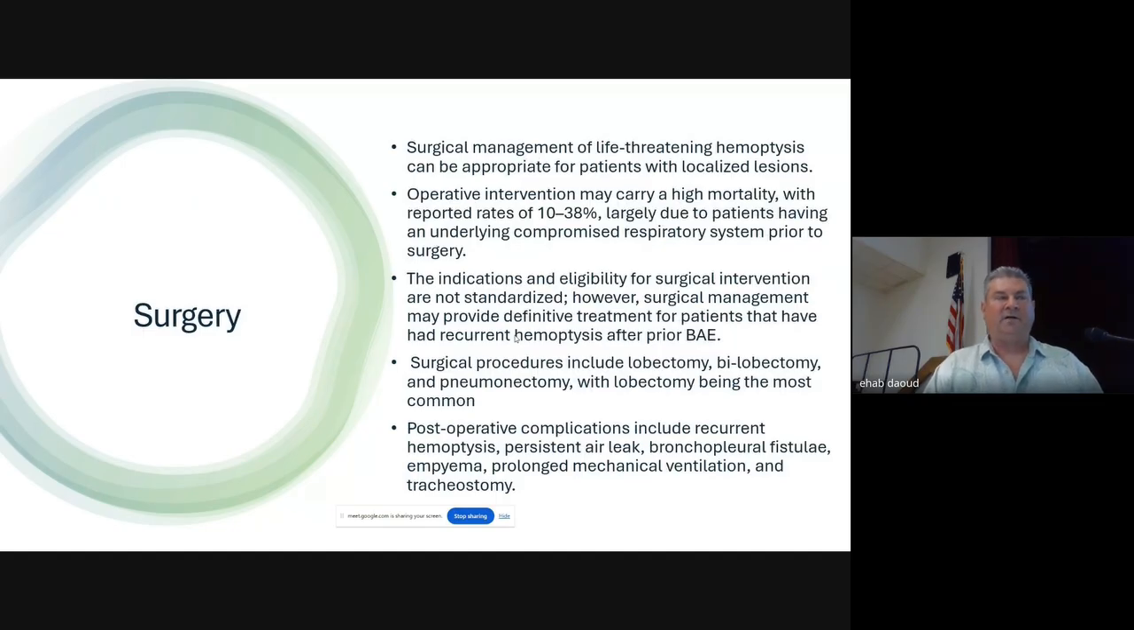And for those who you try all these things on and it fails, your last option is surgery. A lot of the time, these patients are too sick and the surgeon's going to say no. But in select cases, maybe they've got like a big fungus ball that's causing the bleeding. Maybe the surgeon can go in and take out a lobe and stop the bleeding, if their performance status is decent.